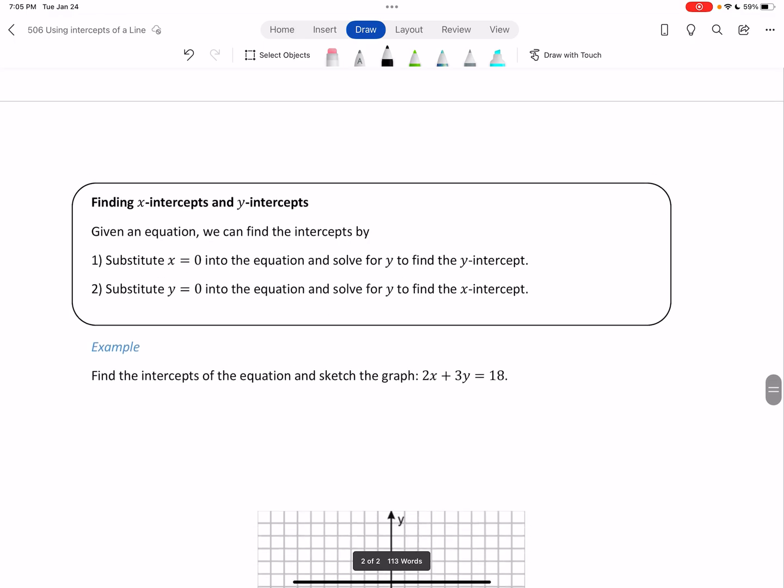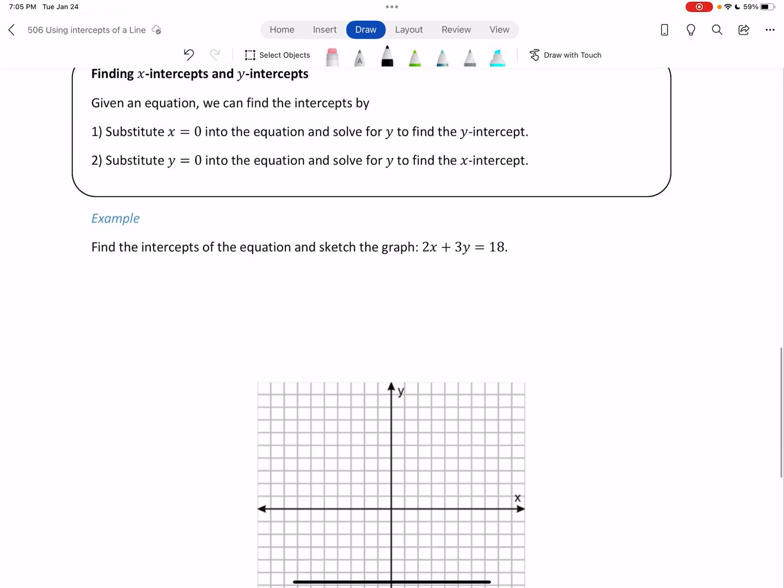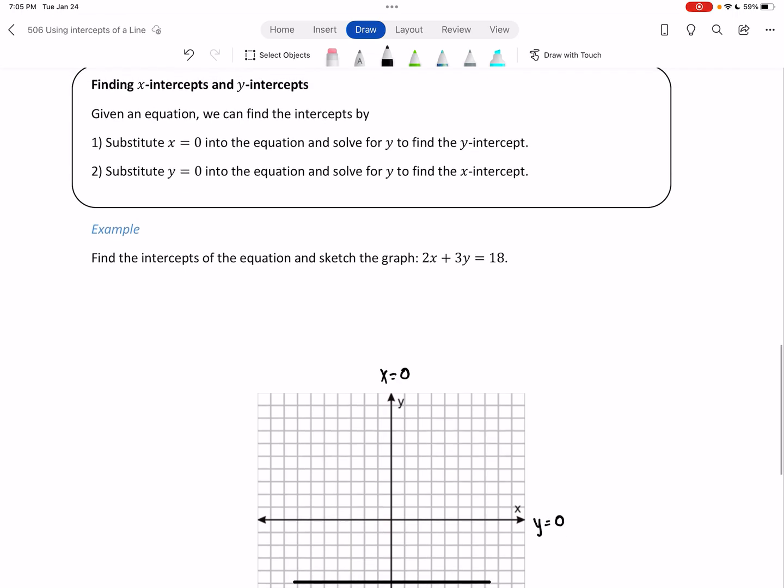Another way we can use the intercepts is that we can graph a line using the intercepts. So to find the intercepts, notice that if a point lies on the y-axis, then the x value is 0. And if a point lies on the x-axis, then the y value is 0. So to find the y-intercept, you plug in x equals 0 and solve. To find the x-intercept, you plug in y equals 0 and solve.